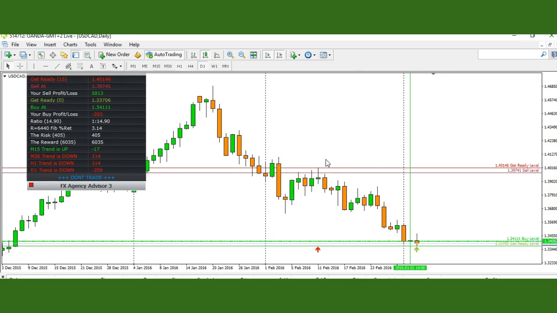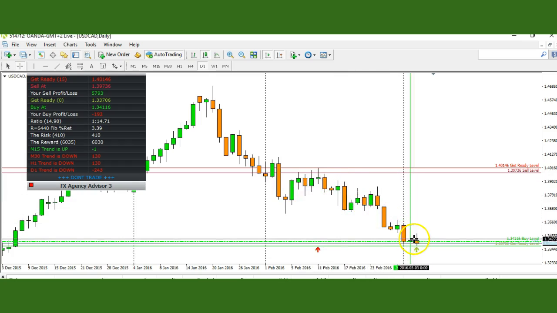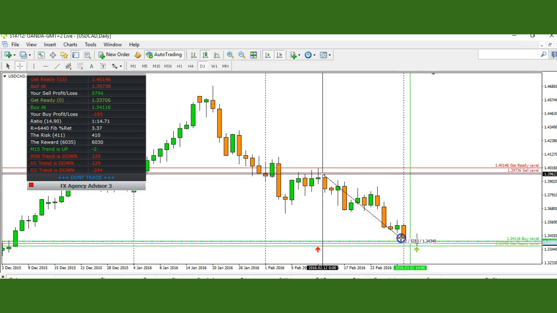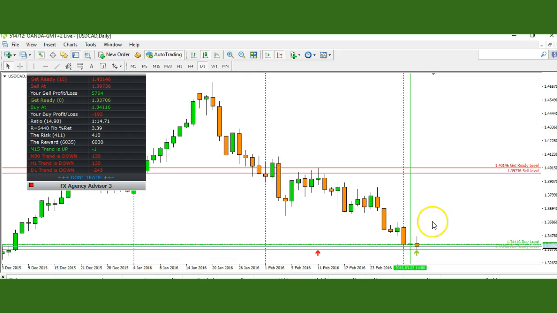Here again, this is the USD CAD. Here's a sell signal on a daily chart, and look how many days it took before it found support. 1, 2, 3, 4, 5, 2 weeks on a daily chart. So these signals on a daily chart are extremely powerful, very significant, and you need to pay attention to this.